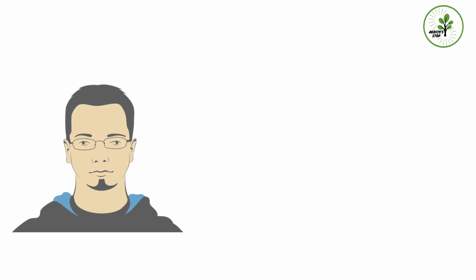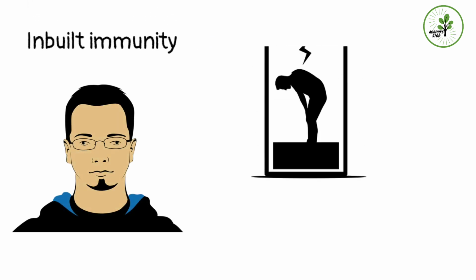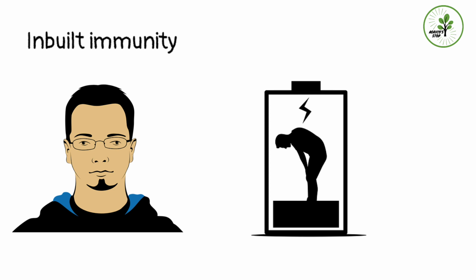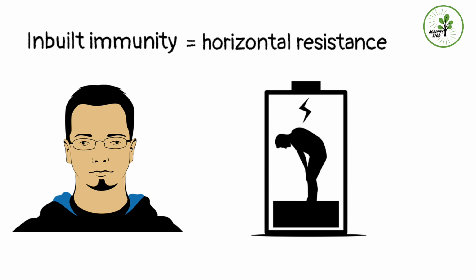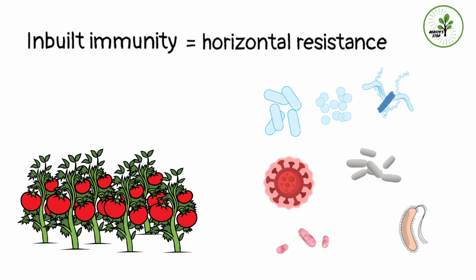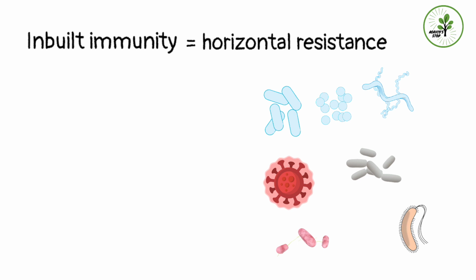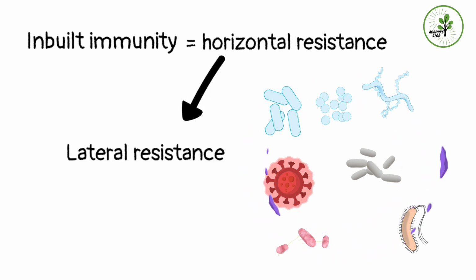A person naturally possesses inbuilt immunity to fight against pathogens, but this is usually weak. This can be compared with horizontal resistance in plants. That is, plants with horizontal resistance can suppress a wide range of pathogens, but this resistance is not present in higher levels usually. It is evenly spread against all pathogens, which is why it is called lateral resistance.